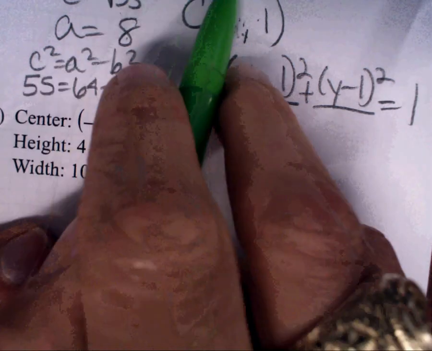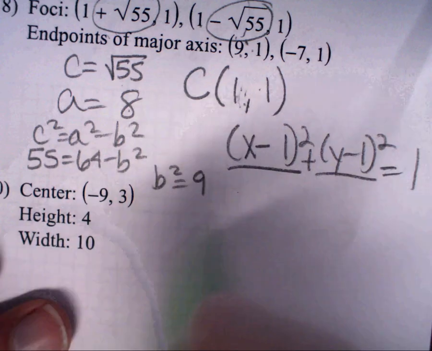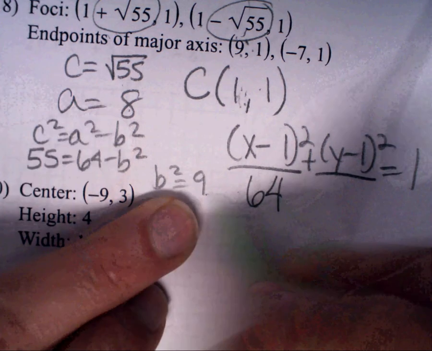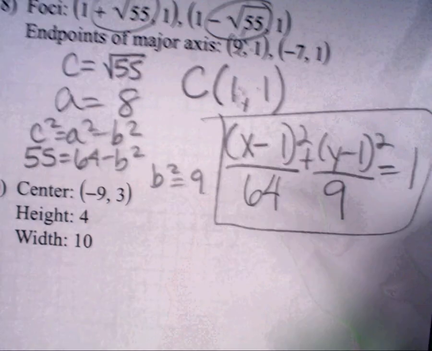Judging by that, it's a horizontal ellipse, because according to my foci, my a squared will go underneath here, so that's 64. My b squared will go underneath here, because that's the other place.